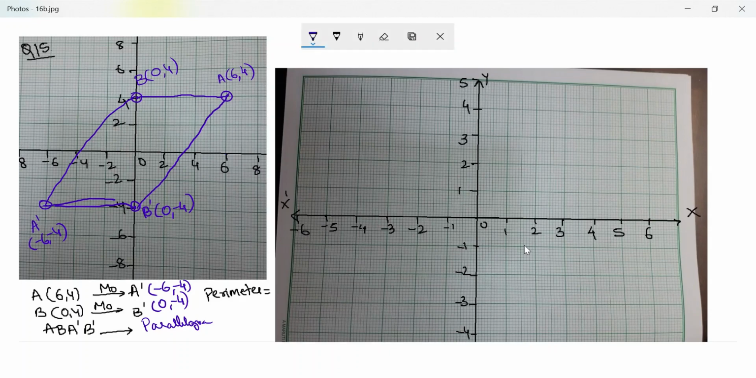Next, find the perimeter. Now to find the perimeter, there are two methods. One, take the scale, measure and add. And the next one, the distance formula. I will look at both of them in just a minute. So let's first take the scale and measure.